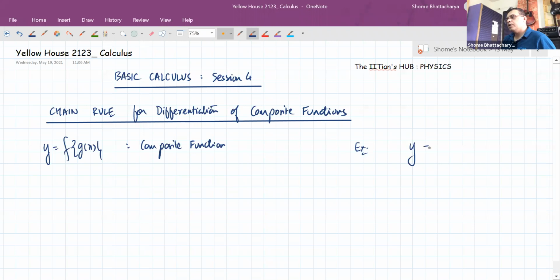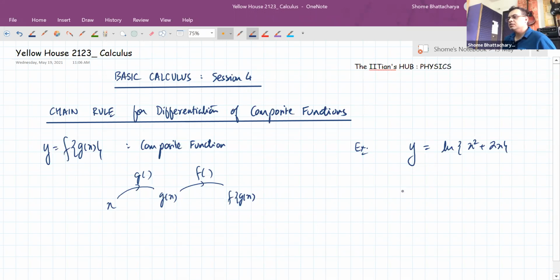Suppose we have y is equal to, let's say, ln of x square plus 2x. Now this is an example of a composite function. So how do we know it's a composite function? To calculate the value of y from some given value of x, we have to do two operations. From x, we have to first operate the function g to get g(x), and on that we have to operate the function f to get f of g(x). So that is how a composite function works.